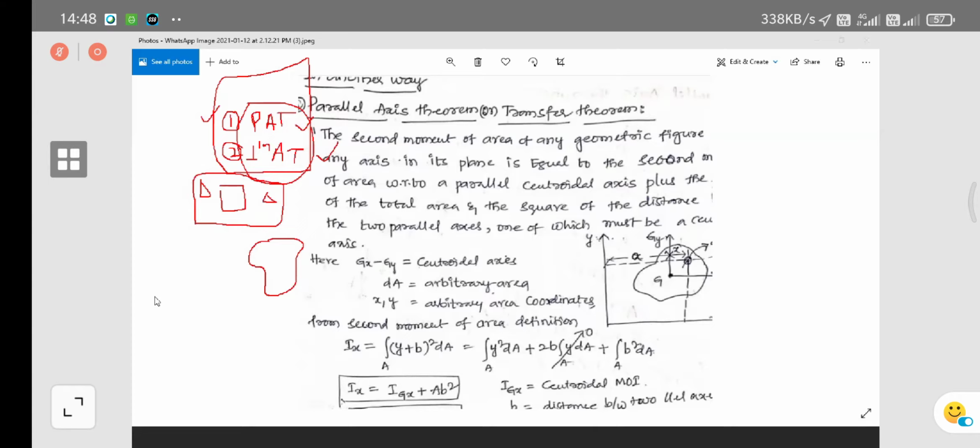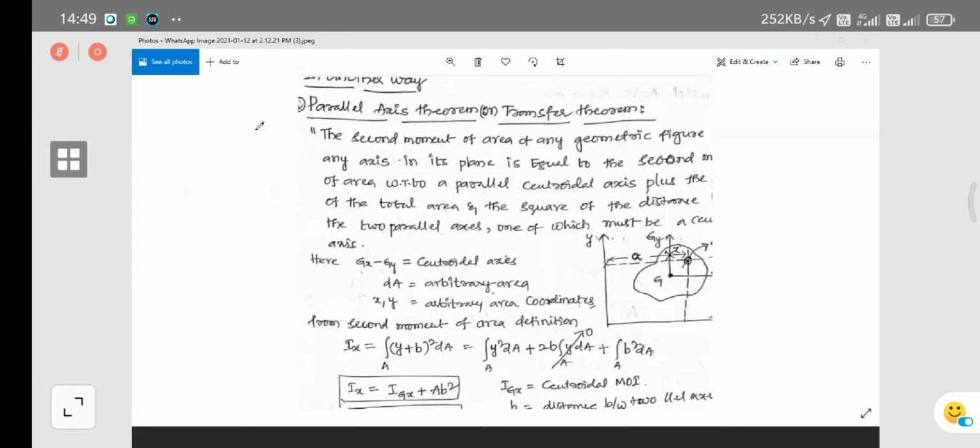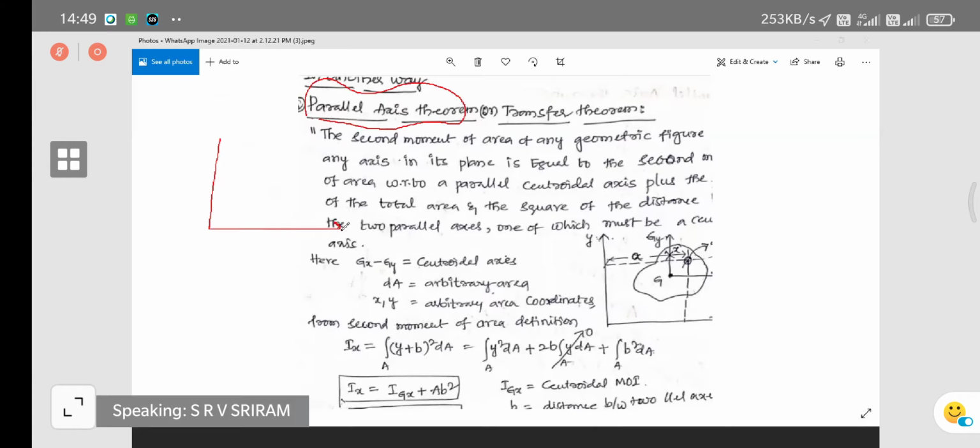So here, I'm going to derive the first one, the parallel axis theorem. First of all, represent any reference axis. We are having two reference axes: one is the y-axis, another one is the x-axis. Take here any figure, regular or otherwise irregular, any kind of figure you will take.